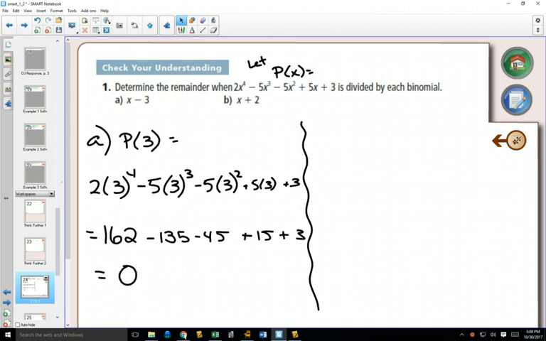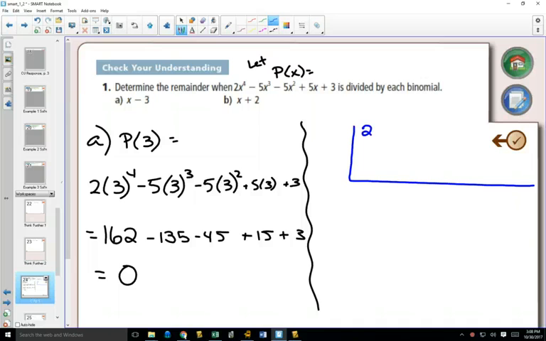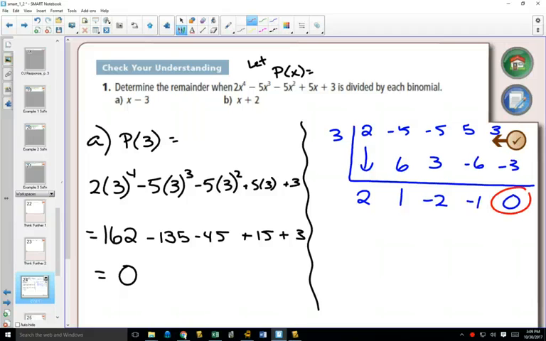If we did synthetic division for this one, we would have 2, negative 5, negative 5, 5, 3, and we would put a positive 3 outside. Bring down your 2, multiply, add, multiply, add, multiply, add, multiply, add, and we get the same remainder.